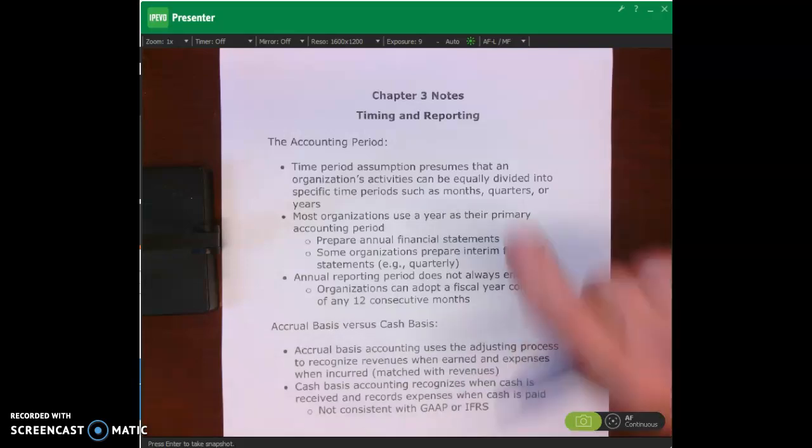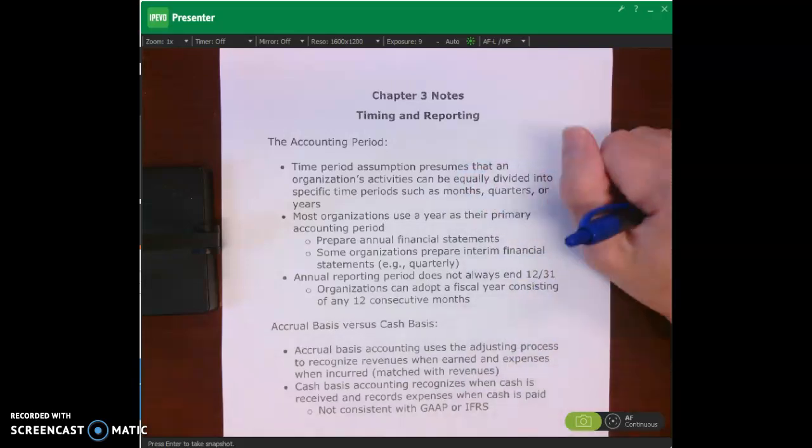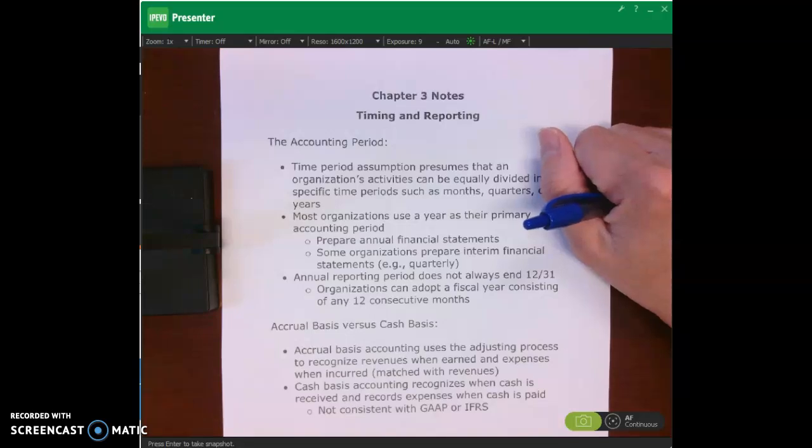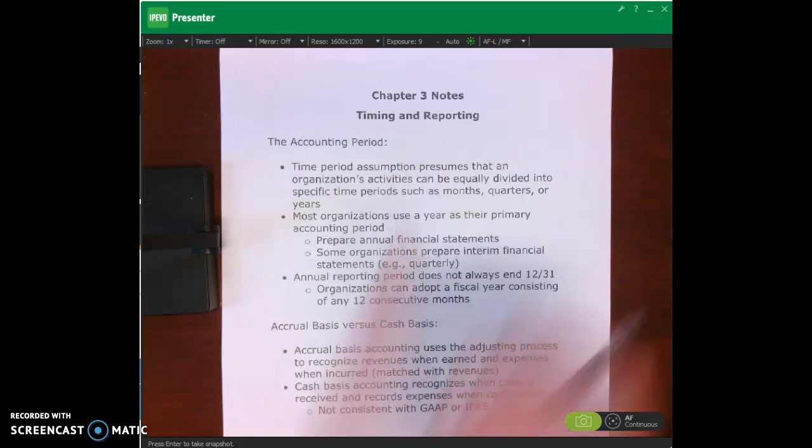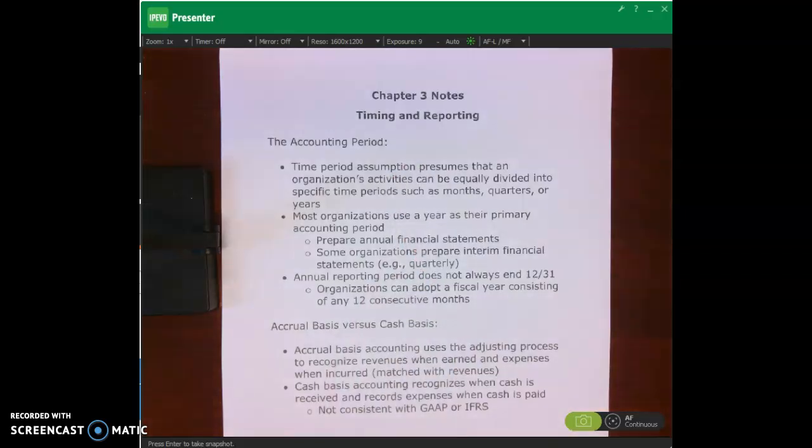When we go back to some of the assumptions that we made back in Chapter 1, remember we talked about the going concern assumption. We also talked about the time period assumption. Remember, what that basically says is that an organization can divide its life into discrete time periods. So when we talk about the accounting period, especially in terms of this class, we're talking about it in terms of 1 year. Okay?